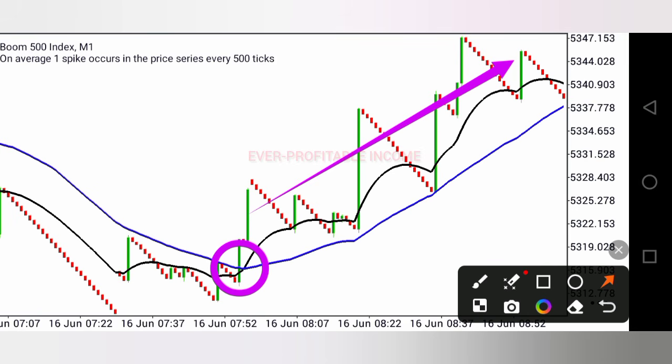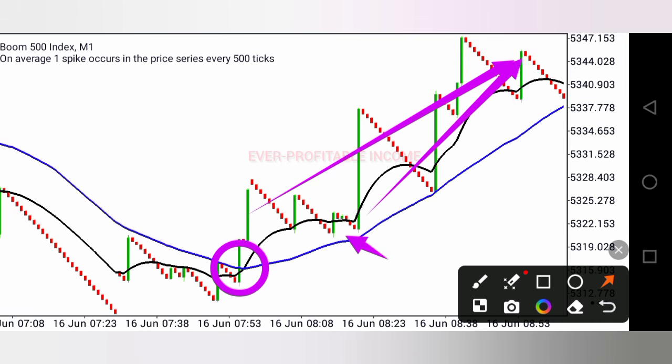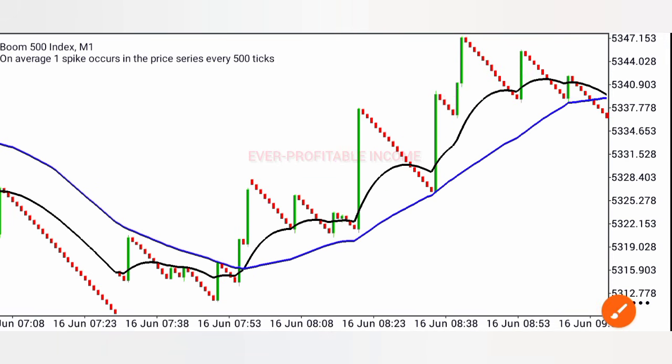So when that interception occurs, you have to wait for the price to pull back to the simple moving average. Let it pull back to the simple moving average. When price pulls back towards the simple moving average, that is when you enter and you are going to catch multiple spikes. So that is how to use this strategy. It is very easy.